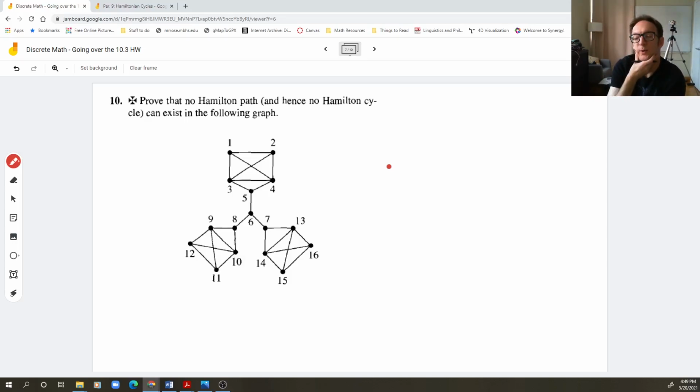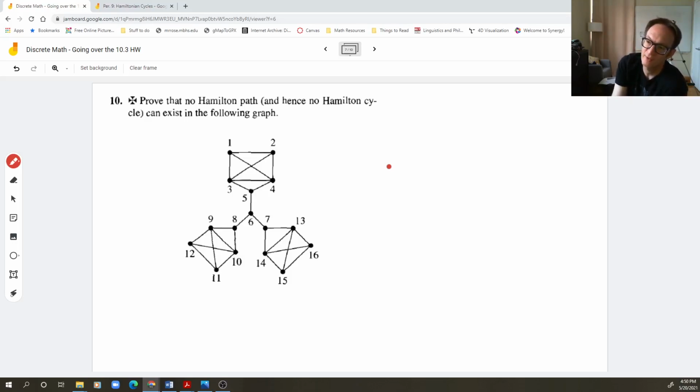And, well, what can I say about this vertex 6? It is a cut vertex. It is a vertex which, if removed, will disconnect the graph. And so it's kind of like this. What is a Hamiltonian path? It's a path in which I visit every vertex exactly once.